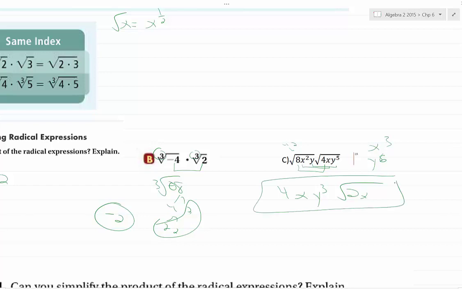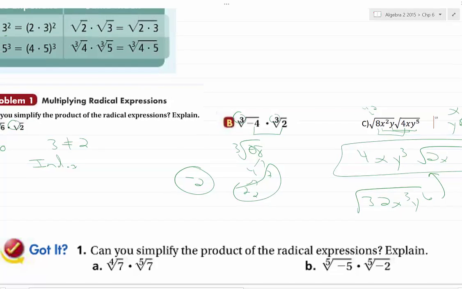Okay, so we could put it together and in between say 32 x cubed y to the 6th. Okay. But if you want to work with it as you're going, we can do that as well. Either way, we have to end up at that 4 x y cubed square root 2x. So multiplication.